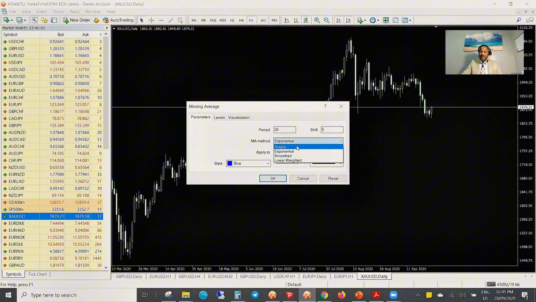Do you want the simple moving average? Do you want the exponential moving average? Do you want the smoothed moving average? Or do you want the one they call the linear weighted moving average? Which type do you want? Is that okay?